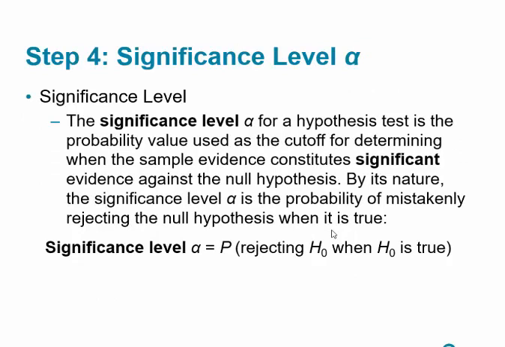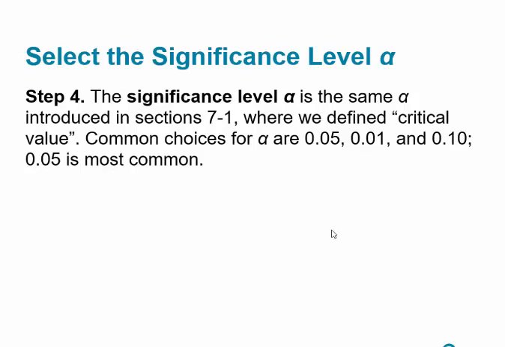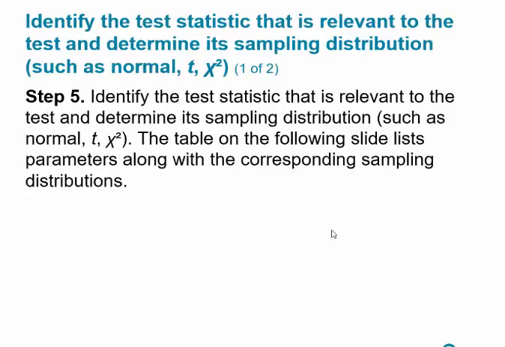Significance level. The significance level alpha for the hypothesis test is the probability value used as a cutoff for determining when the sample evidence constitutes significant evidence against a null hypothesis. By its nature, the significance level alpha is the probability of mistakenly rejecting the null hypothesis when it's true. So again, significance level alpha is equal to the probability of rejecting the null hypothesis when the null hypothesis is true. Significance level alpha is the same alpha introduced in section 7.1 where we defined critical values. Common choices for alpha are 0.05, 0.01, and 0.1, where 0.05 is the most common.